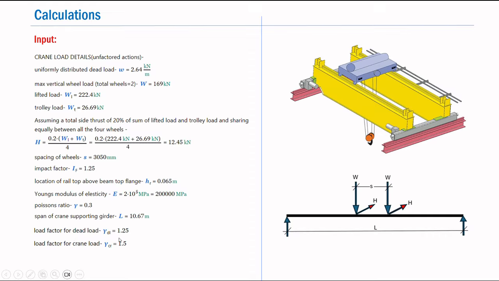The load factor for the dead load is 1.25, whereas that for the crane load is 1.5, and these are used for the computation of the final design actions or the factored actions for the design of the crane beam.